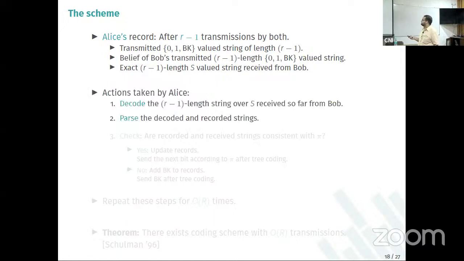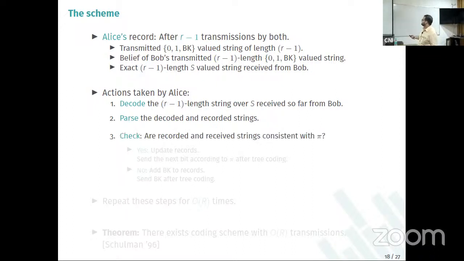Now here's what you do. You first decode this string using the tree-code decoding procedure, minimal distance decoding, right? So now you have three strings: your already existing belief of Bob's string, a fresh belief of what is Bob's string, and a record of your transmission in 0, 1, decay. All strings are now in 0, 1, decay. You parse all three strings, right? Perform all the rewinds that have been asked for.